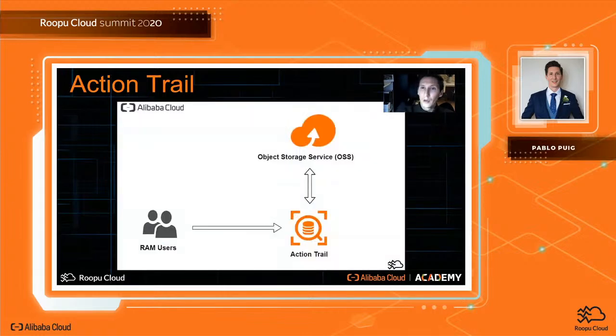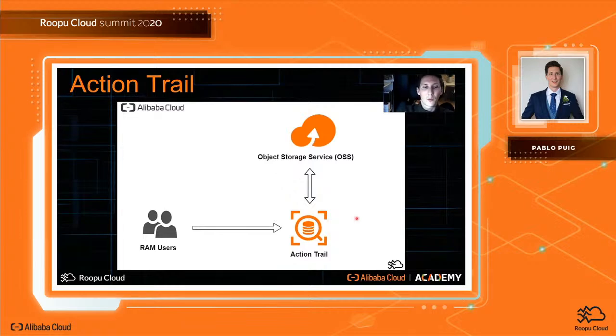Let's continue now with this picture, where you basically see the common scenario where Action Trail collects all API records from the RAM users and saves them into an OSS bucket for afterwards analysis of the data.